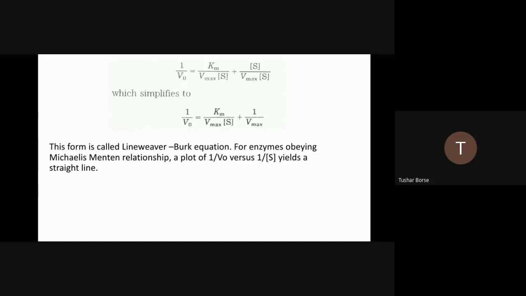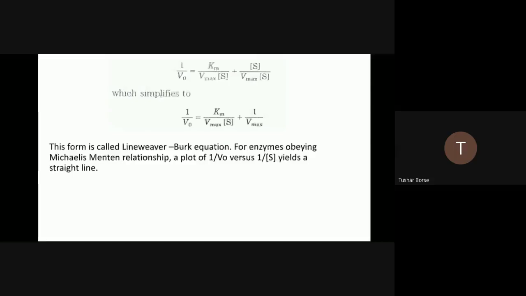So 1 upon v0 is what? Is y. Mx, that is Km upon Vmax is m, that is the slope. X is substrate concentration, 1 upon s. Further, it should be simplified like that: Km upon Vmax into 1 upon s. So Km upon Vmax is the slope, 1 upon s is the x axis, plus 1 upon Vmax is the constant. Mx plus c. So we will be converting this equation into the form y is equal to mx plus c, an equation for a straight line. Now you can continue.